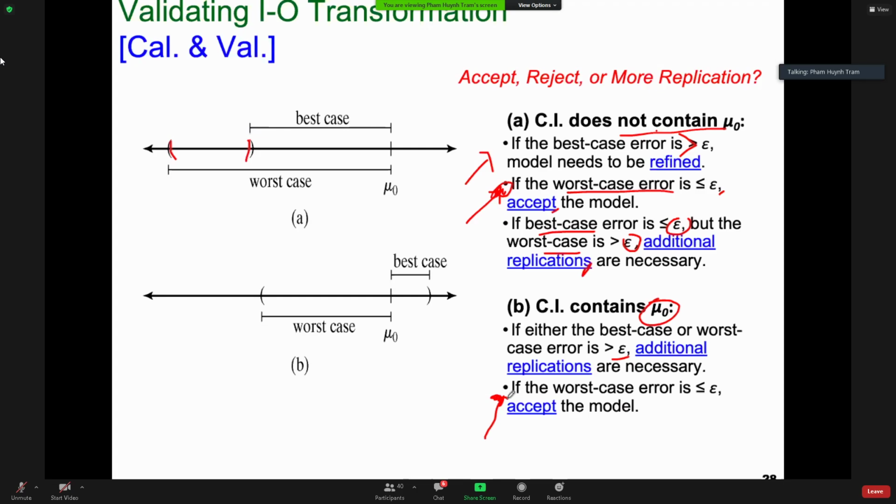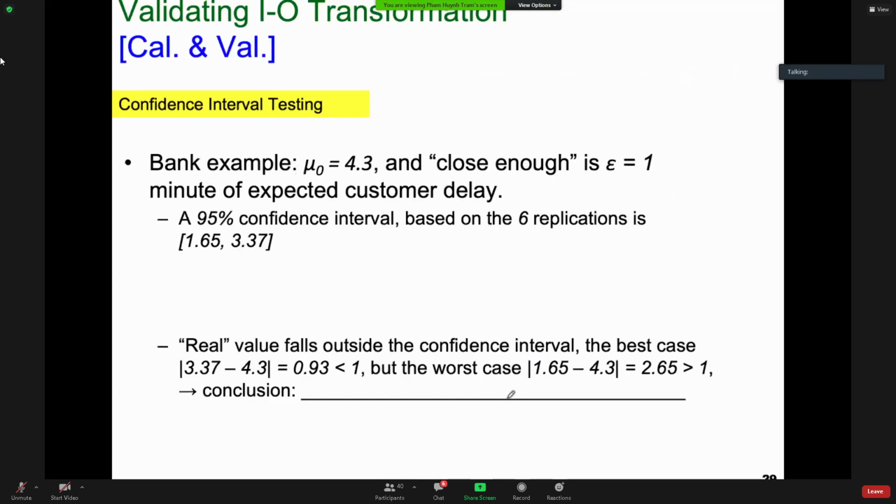So, let's say in your project, when you do the validation, you can choose either method. You can choose hypothesis testing, looking at the point estimate, or you can choose the confidence interval testing like this one to see whether you accept or need to refine your model. You can choose either option. All right, let's take an example and then we stop.